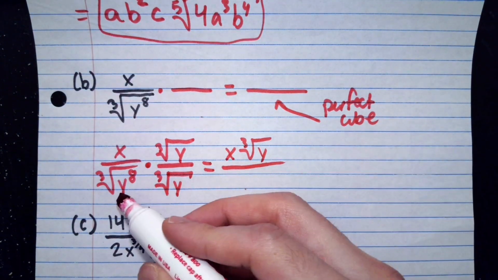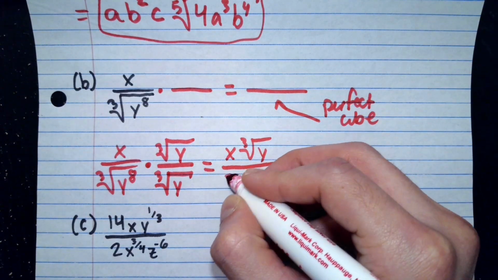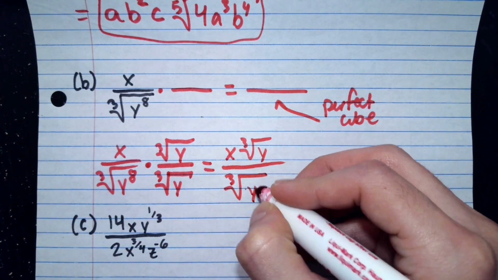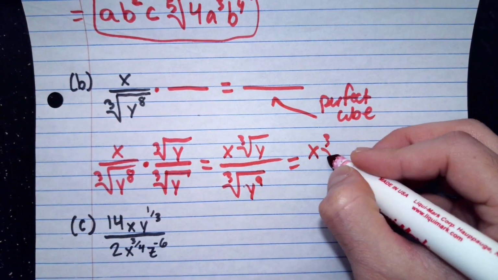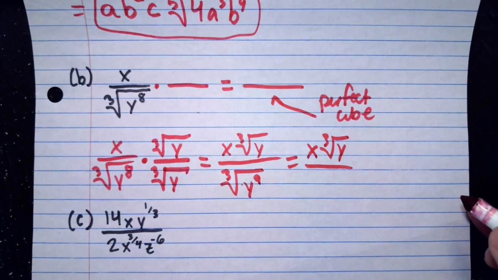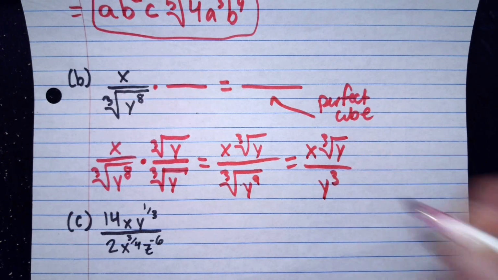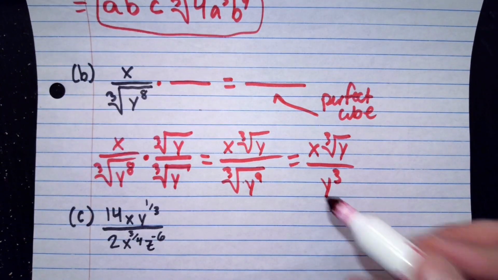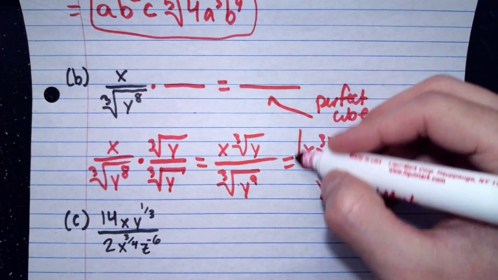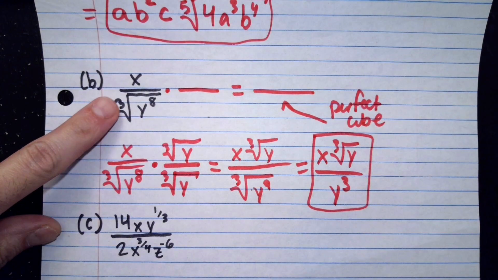We're going to divide that by the cube root of y to the 8th times the cube root of y to the 1st, which is actually the same thing as the cube root of y to the 9th. And we wanted that because we know that the cube root of y to the 9th has to be y cubed. And now that we don't have a radical in the denominator of our fraction, we are done simplifying, and this right there is the simplified version of this.